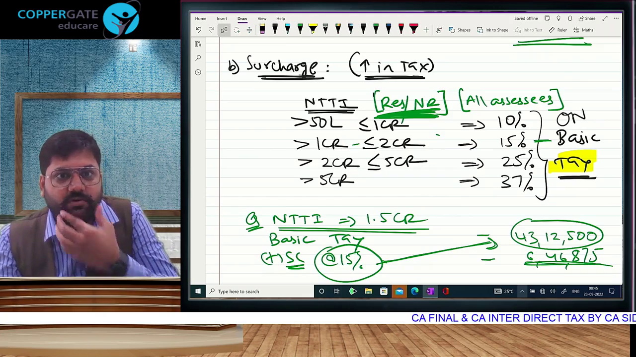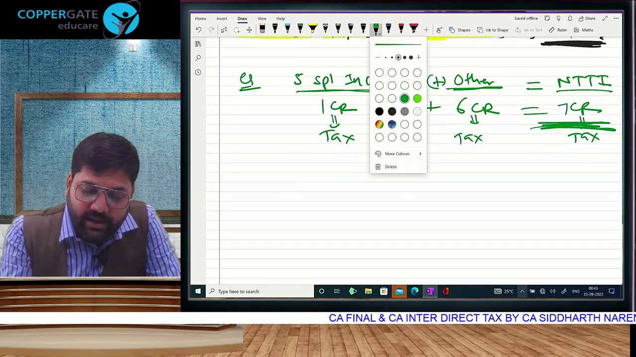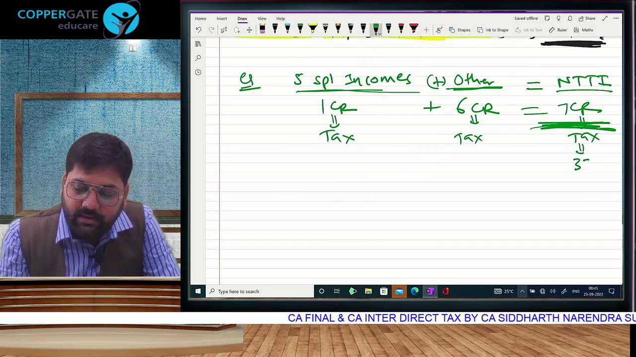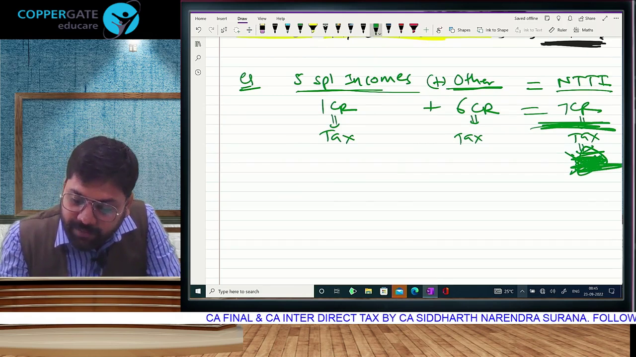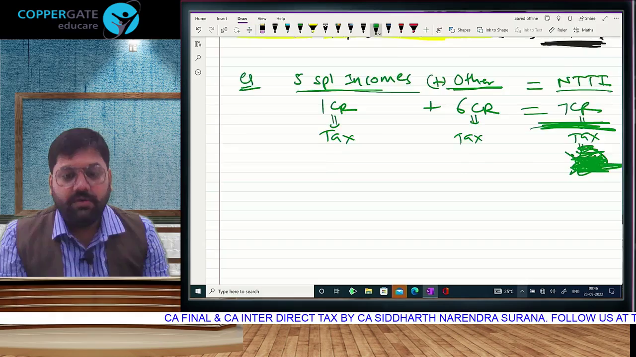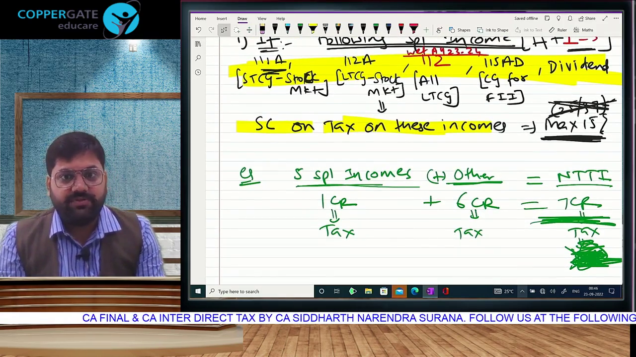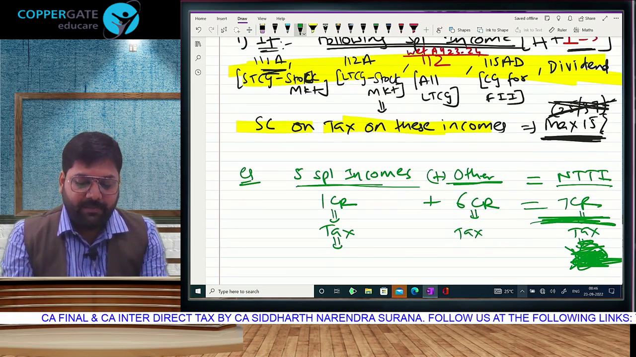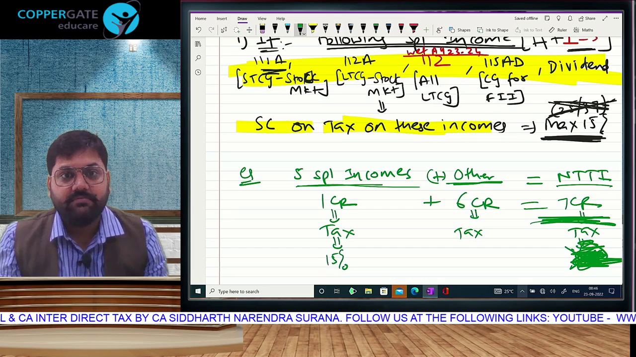Mitro, more than 5 crore, no? So ideally your brain is telling you that on this tax apply 37%. No. No. No, Mitro. No. Now read what we have written. Whatever is the tax on these incomes, here we will apply maximum 15. This cannot be 25 and 37.